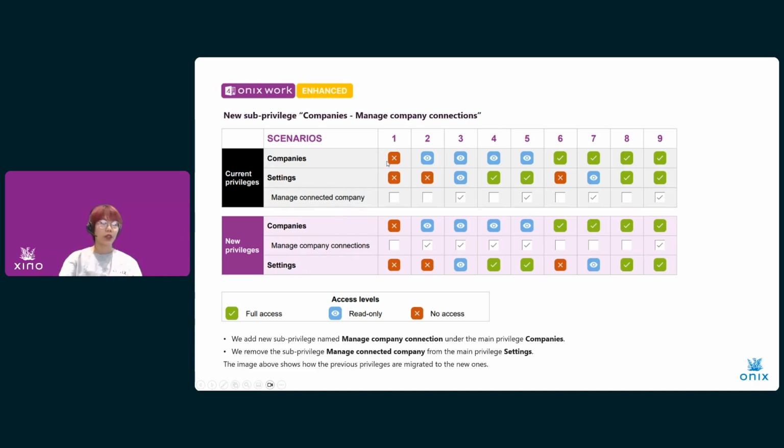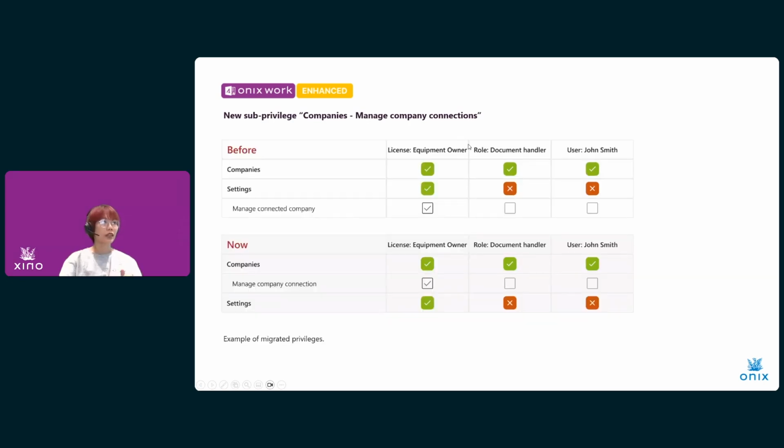So for example, if the previous companies and settings are no access and the managed connected company is also no access, then in this first scenario, the new companies and the settings will have the same no access, but the managed company connection sub-privilege will have the no access. So this is like 6 different scenarios, and this is an example.